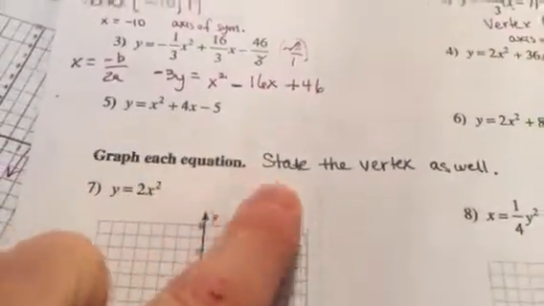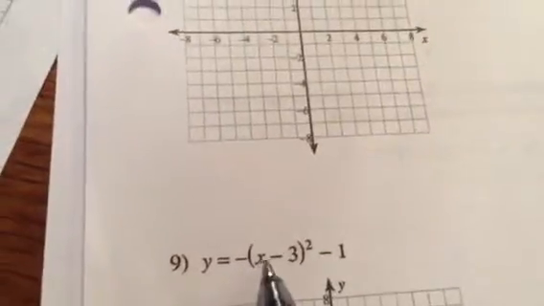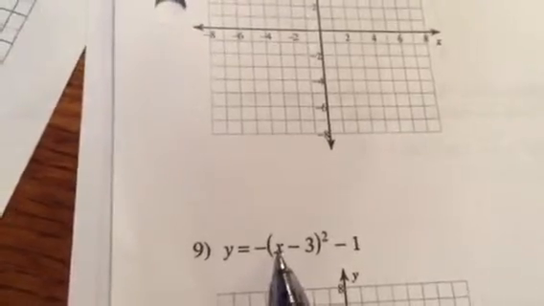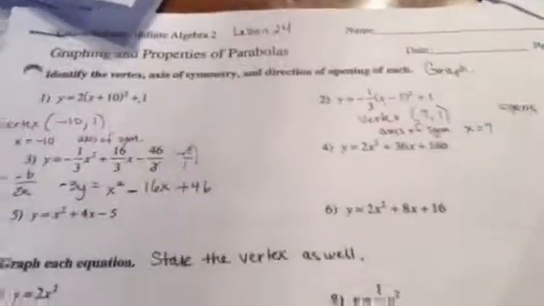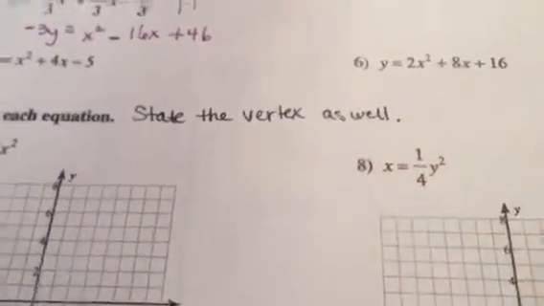Okay, now what did I ask you to find here? Graph each equation, state the vertex as well. So we just did that. No big deal. Okay, let me give you another hint here. You should know your vertex. This x value is going to be 3, and then whatever's tagged on the end. Okay, if there's nothing added or subtracted, there's no parentheses, vertex should just be 0, 0.